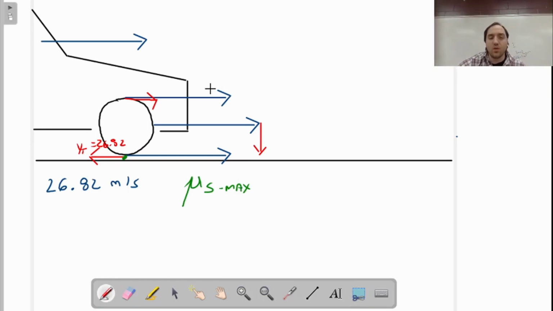Relatedly, that tells me that my total on the top end is going to be double that, or 53.64 meters per second. But what about this one? What about this side here? What would the velocity of a flea right here be? Go ahead, give it a try. Check back after you're done.